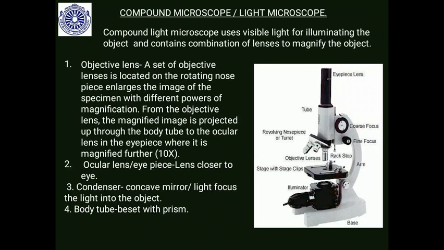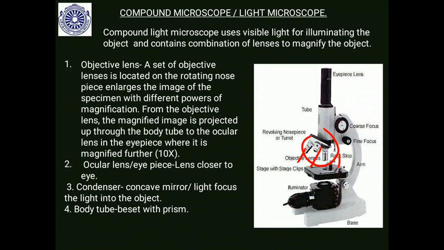And this is a compound microscope. You have seen it already in your PU classes and in high school, and you are using this constantly here. This compound light microscope uses visible light for illuminating the object, and contains a combination of lenses to magnify the object. This is not one lens here, it is a combination of lenses: objective lenses and ocular lenses. So, objective lenses will be here. It's a rotating nose piece. This is called the nose piece. You can rotate it, and it is 10x, 40x, or 100x.